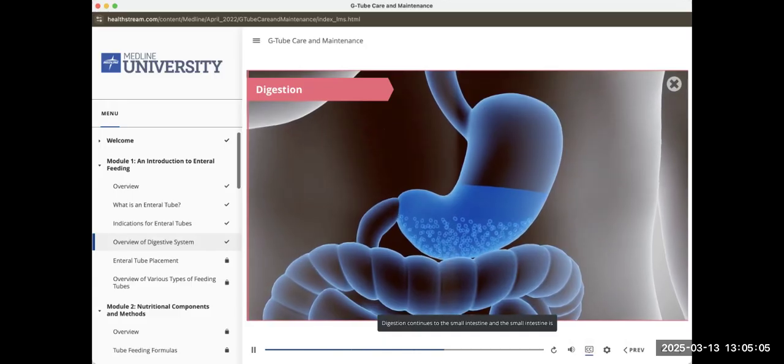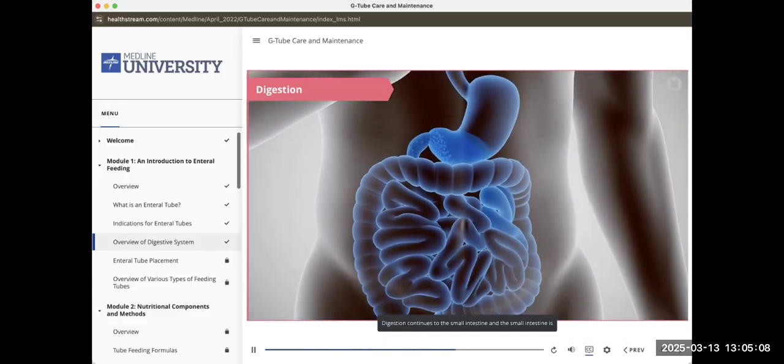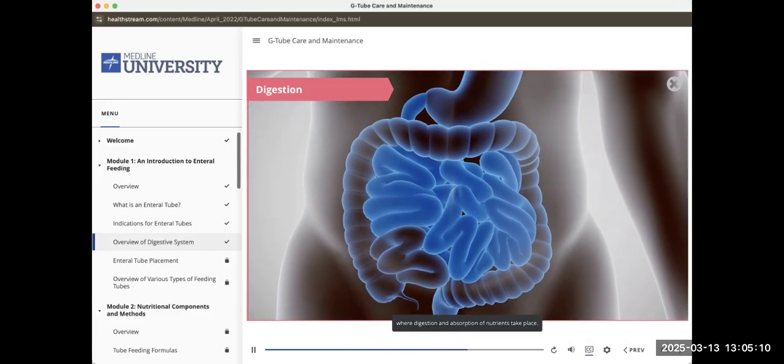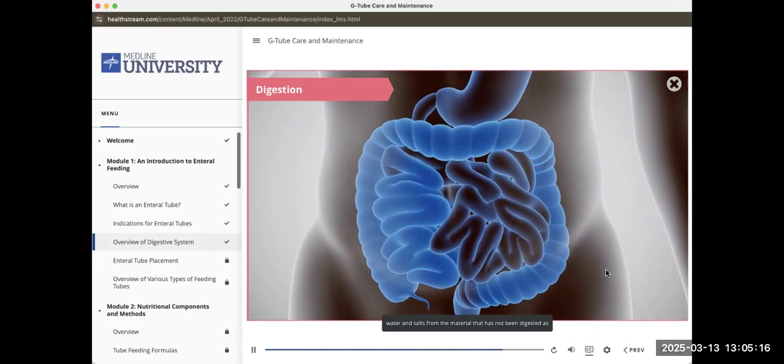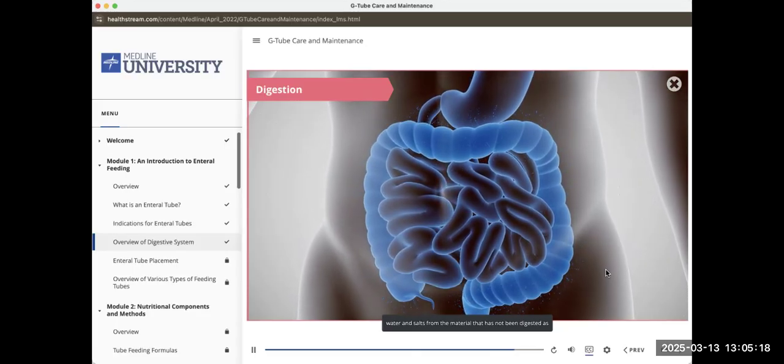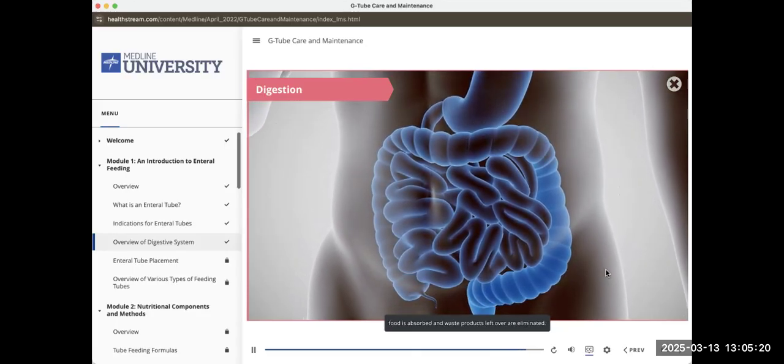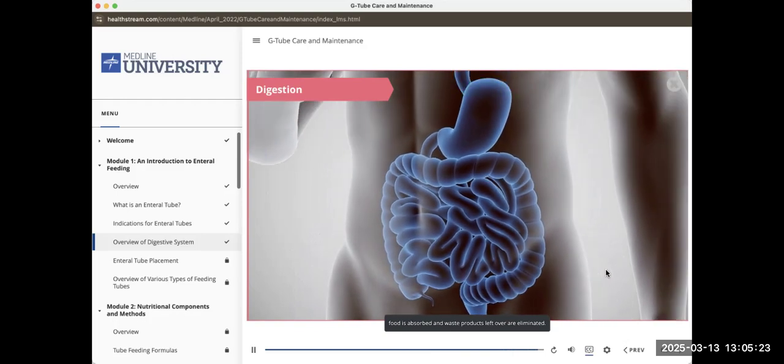Digestion continues to the small intestine, and the small intestine is where digestion and absorption of nutrients takes place. Finally, in the large intestine, water and salts from the material that has not been digested as food is absorbed, and waste products left over are eliminated.